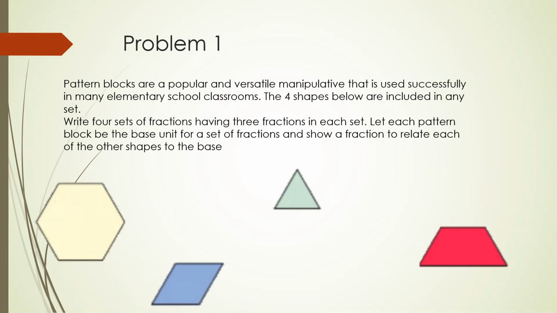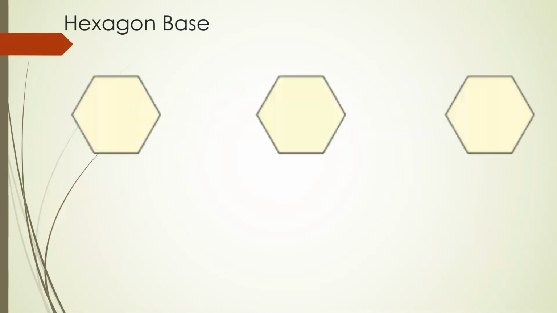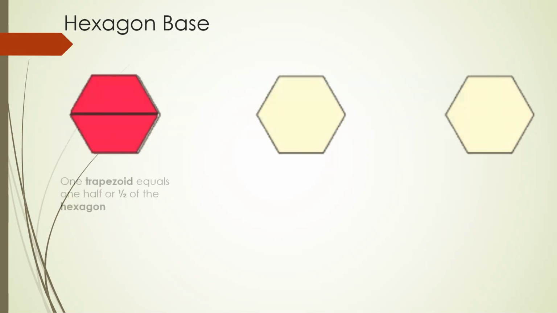In this one, we have a hexagon, a rhombus, a triangle, and a trapezoid. What we're going to do is spend time stacking them on top of each other and manipulating them to see how many times one will go into the other. For the first one we're going to use the hexagon as the base, and we're going to put the trapezoid on top of it. Right here we can see I put the trapezoid on there once, twice. So it took 2 times to fill up the hexagon, so we can say that the trapezoid was 1 out of 2 for the hexagon.